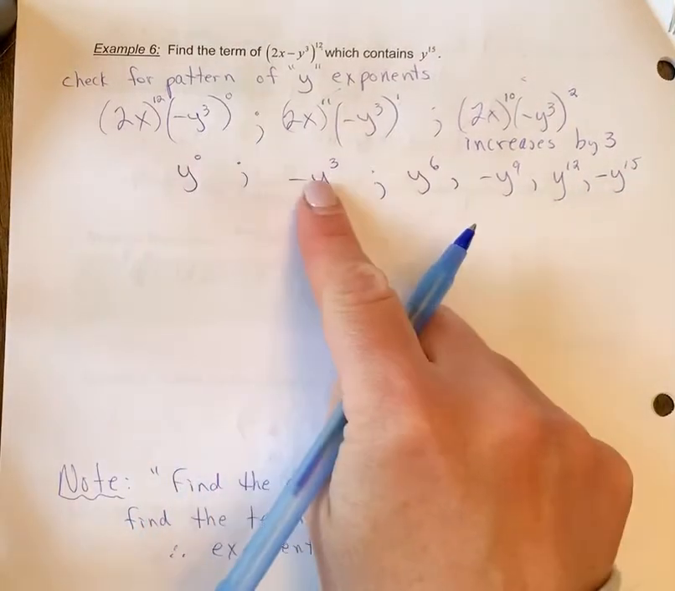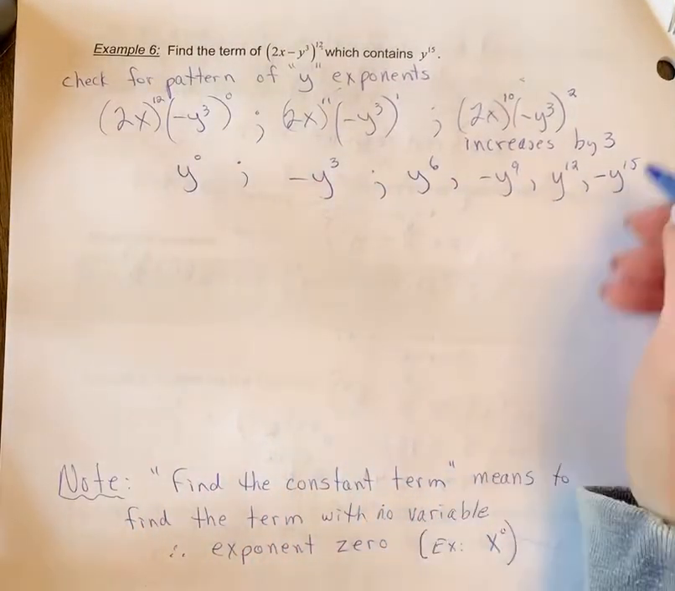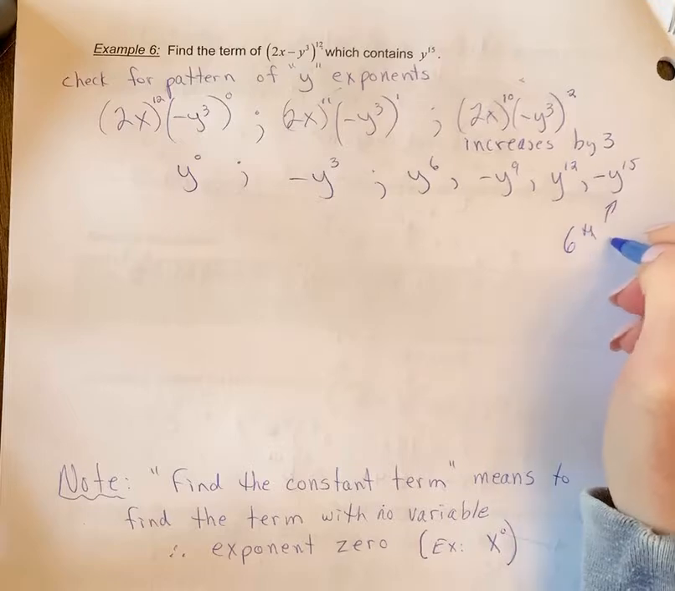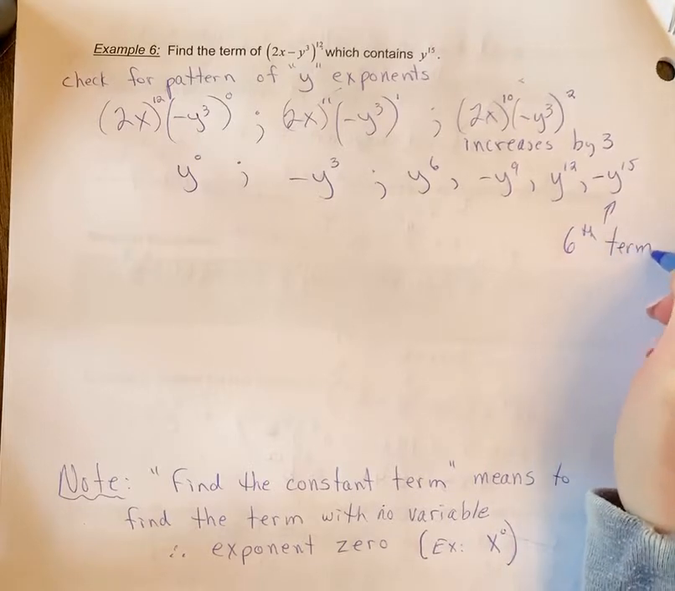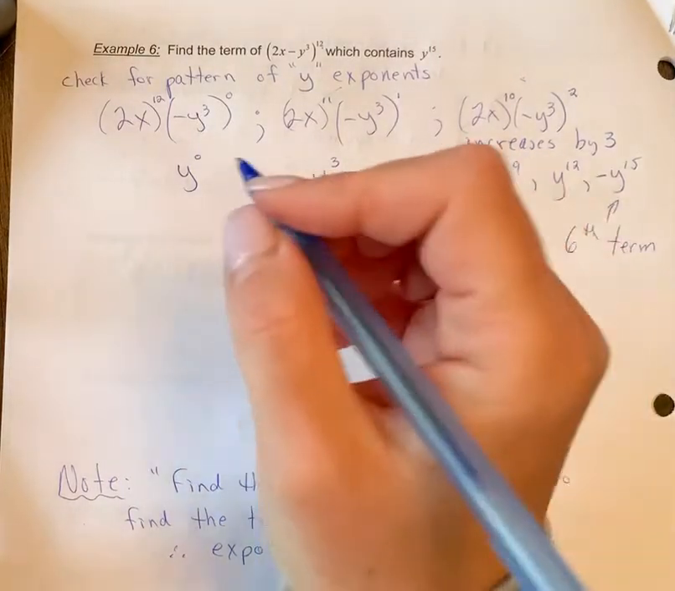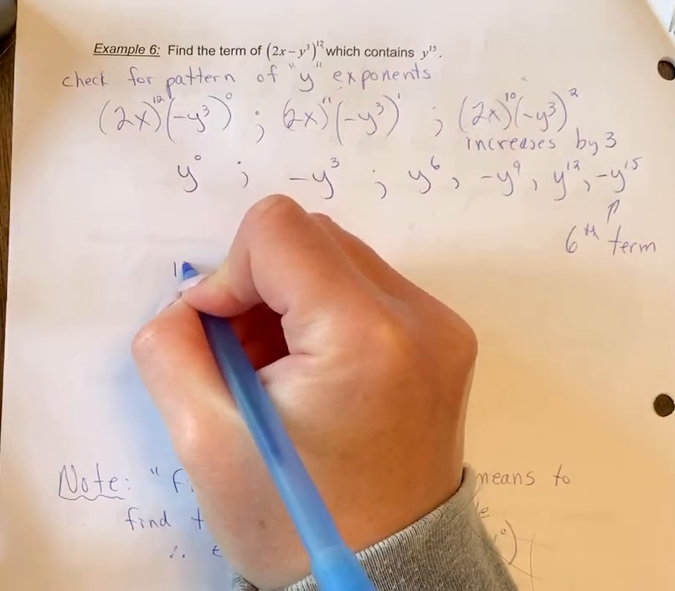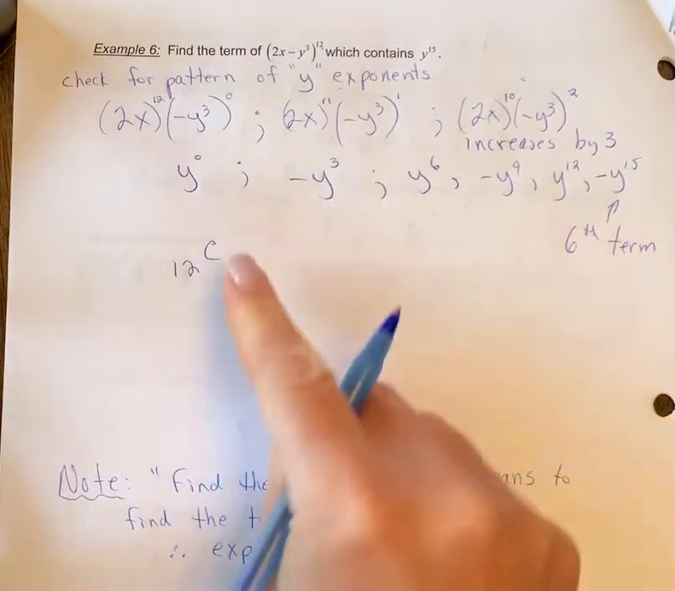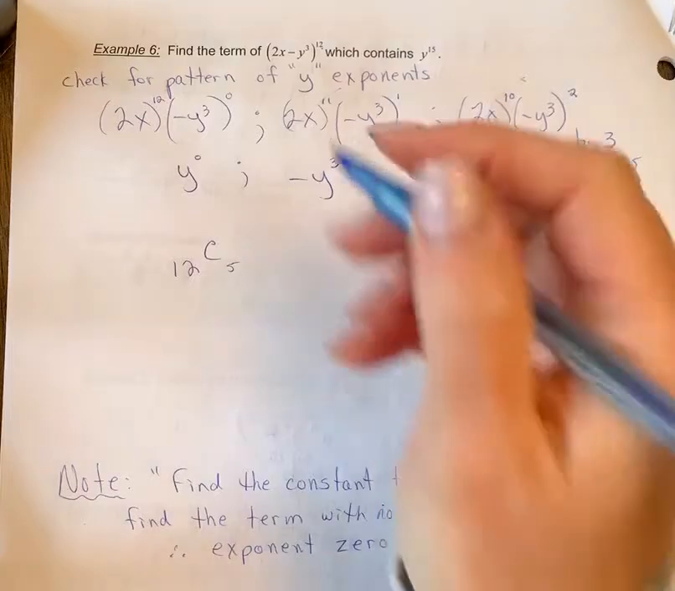Okay, so this is 1, 2, 3, 4, 5, 6. This is the 6th term. So you want to find the 6th term. So we're going to use our combination 12 choose 5. Remember, r is 1 less than the term you are finding.